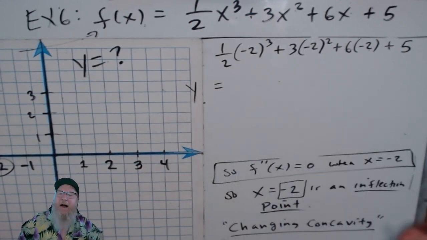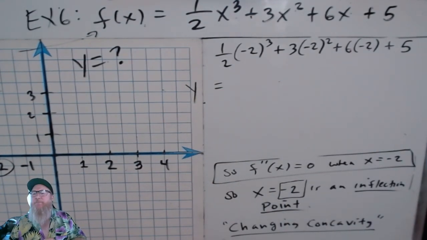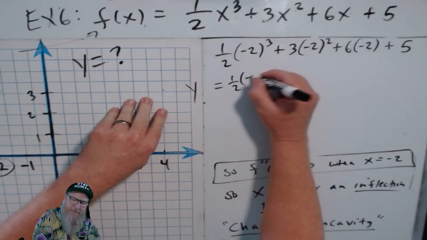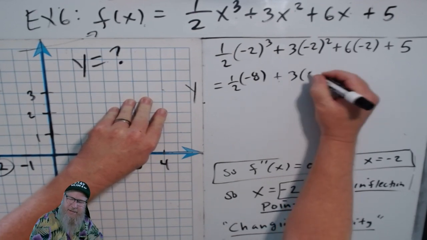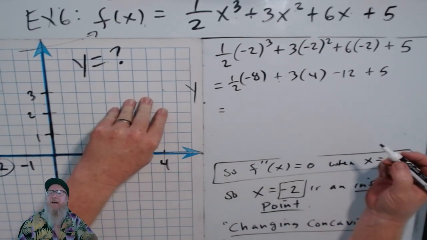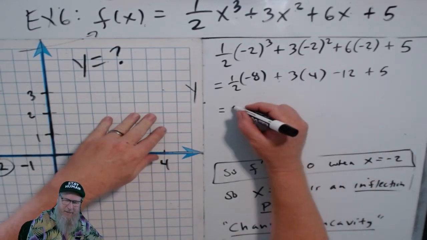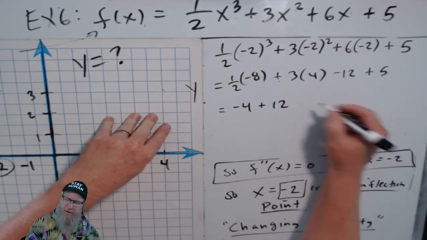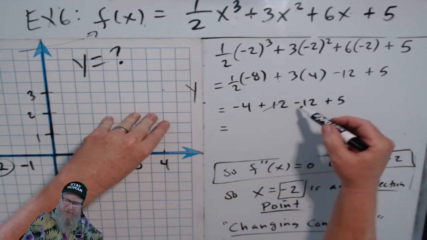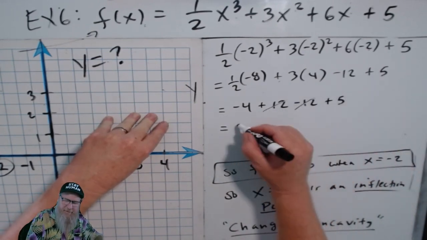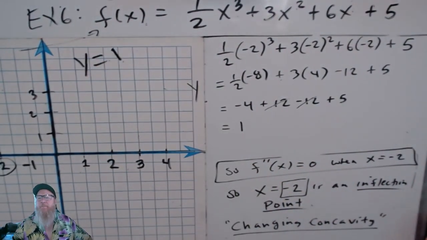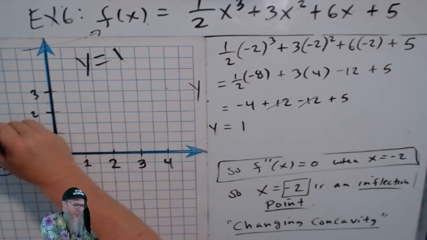So it's going to be my y. One half times negative 8, 3 times 4, negative 12 plus 5. I sure hope it fits on my grid. Otherwise, I might have to change my scale. Negative 4 plus 12 minus 12 plus 5. Oh, so the 12s cancel. Whew. And negative 4 and 5 is 1, so it definitely fits. Y is equal to 1. That's nice. So right here.